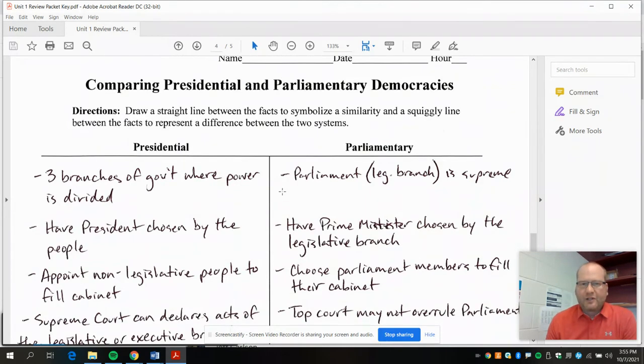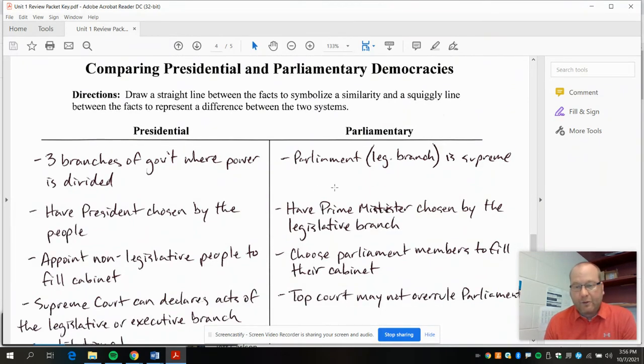Okay, then comparing presidential and parliamentary democracies, I basically wrote down everything that we had on that worksheet that we went over the other day. You don't need to have everything on there, but a big portion of this test, including the writing portion, deals with presidential and parliamentary democracies. So you want to have a good grasp on this stuff.